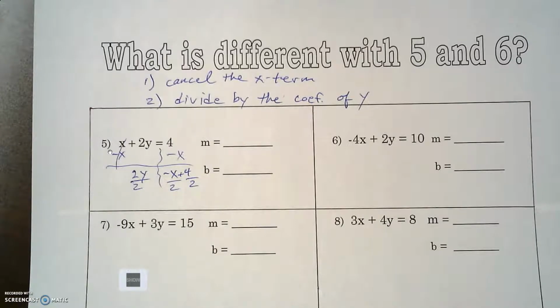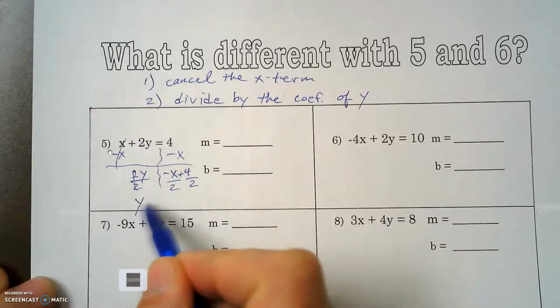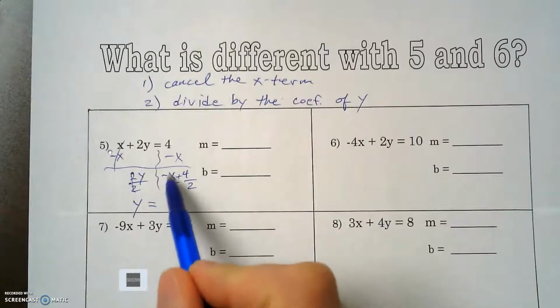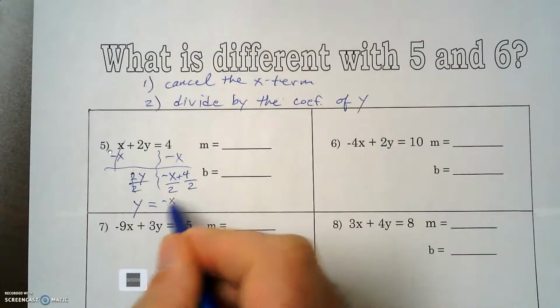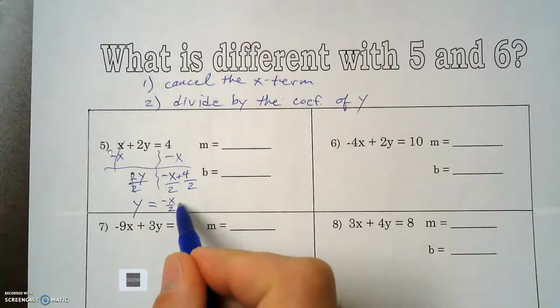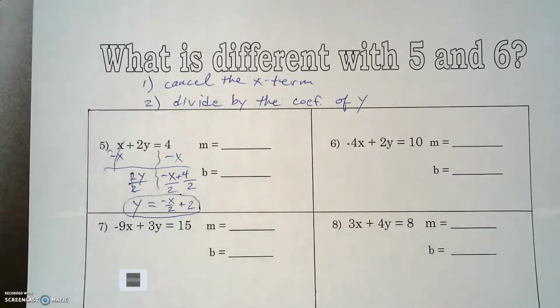Okay, we're basically done. We just have to rewrite the answer. Right here, 2 divided by 2 is 1y. Oh, look, the magic words, y equals. Over here, I can't divide 2 into this negative 1, so I just rewrite it as negative x over 2. Just leave it. And over here, you should be able to divide that. 4 divided by 2 is positive 2. Okay, that's your answer.